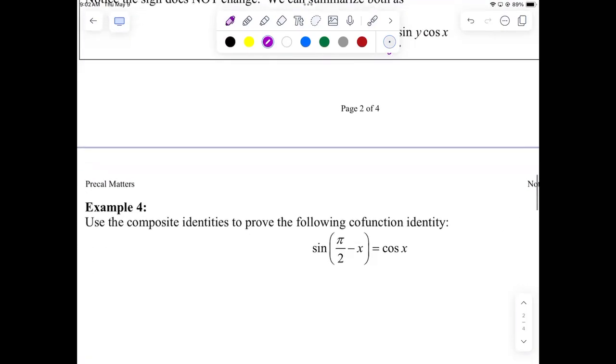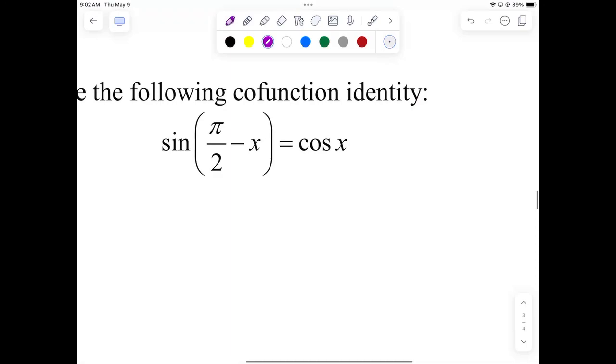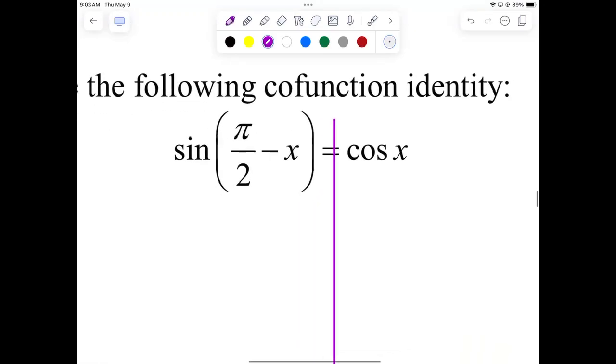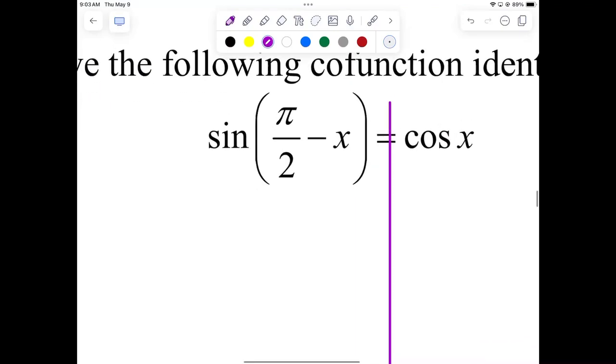Okay, let's try it. Use the composite identities to prove the following cofunction identity. All right, so we proved the cosine identity. Now let's prove the sine identity. I'm going to draw the line down the middle. I got sine of pi halves minus x. That's a composite angle, isn't it? I know it's equal to cosine. I've memorized that, but we're trying to prove it. So I can use the sine identity.